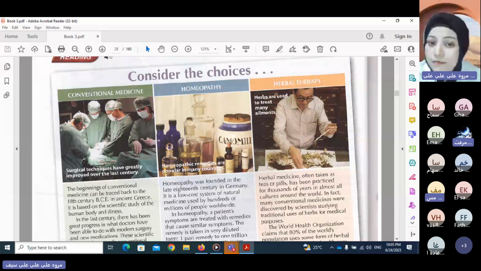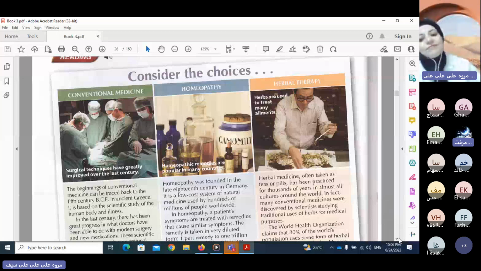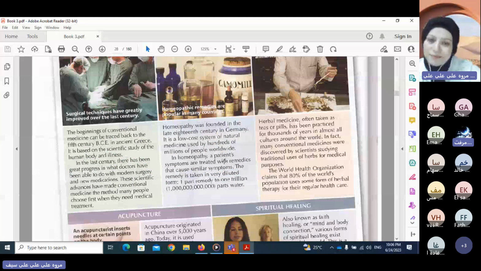By the way, Miss Marwa. Yes, Miss Marwa, go ahead. But homeopathy, there is a sentence here that when he's talking about this kind of treatment, he says that the remedies cause similar symptoms. I think this is in Arabic called al-masl, approximately. It's roughly like the serum they use when they inject people with scorpion venom or snake venom serum so that nothing happens to them afterward. Is that right or not?